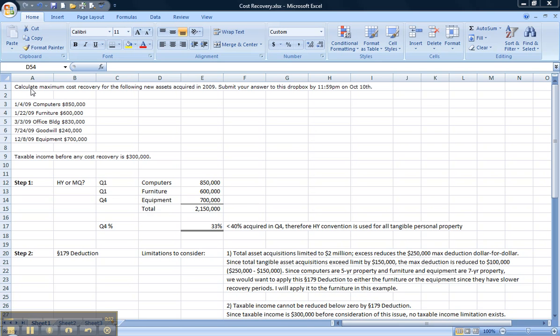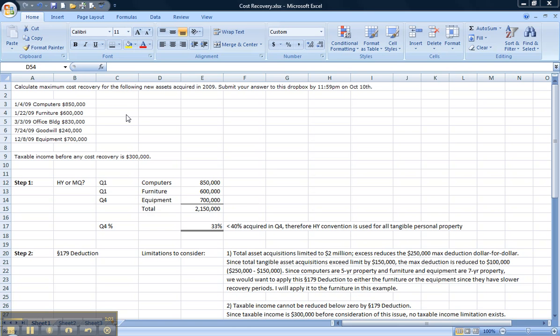Basically, this company acquired some assets during 2009, and I want you to calculate the maximum cost recovery for these assets for the year 2009. For those of you in the online section, you can forget about this Dropbox. I tell you about a taxable income limitation, or taxable income before any cost recovery, of 300,000, and then your job is to calculate the total maximum cost recovery.